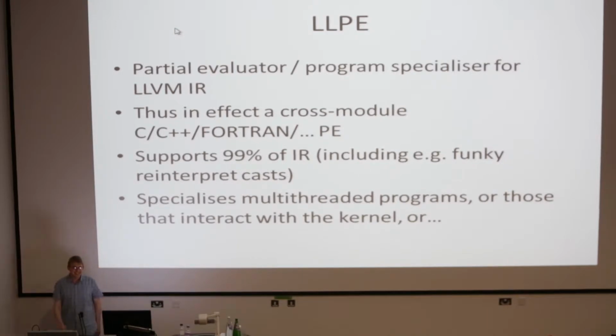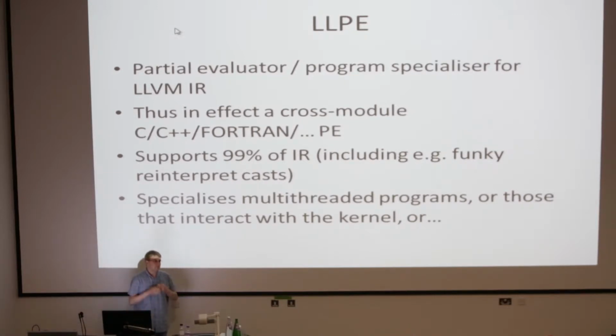Okay, so today I'm going to talk about LLPE. LLPE is a partial evaluator / program specializer that targets LLVM intermediate representation, making it effectively a cross-module partial evaluator for C, C++, Fortran, and whatever you can lower to LLVM IR without all your instructions being tagged with memory ordering tags, i.e. Java. We support like 99% or so of LLVM IR.